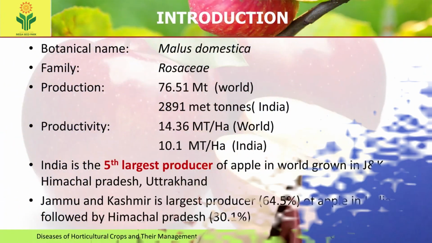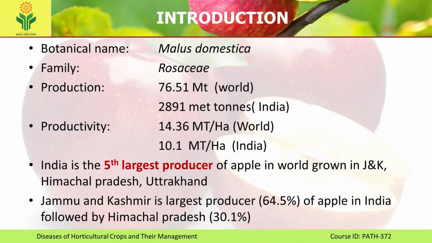India is the largest producer of this crop. It is produced in Jammu and Kashmir, Himachal Pradesh and Uttarakhand. Jammu and Kashmir is the largest producer, about 64.5% of apple, as compared to 30.1% in Himachal Pradesh.